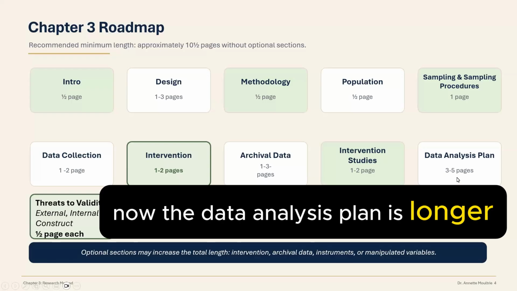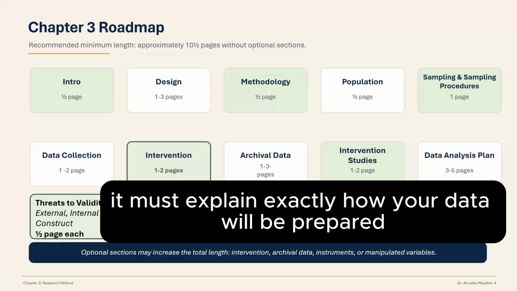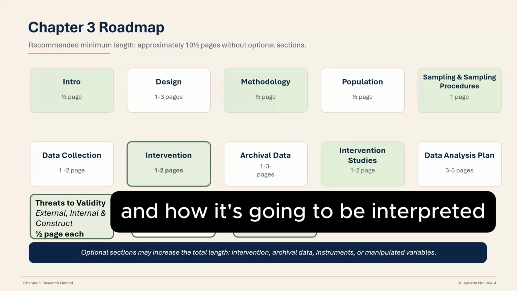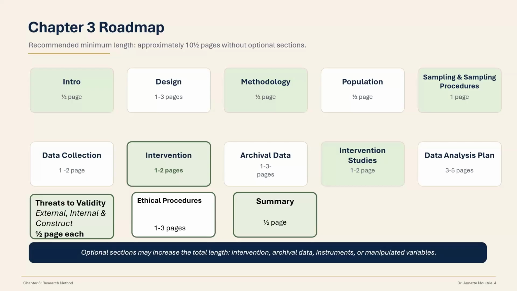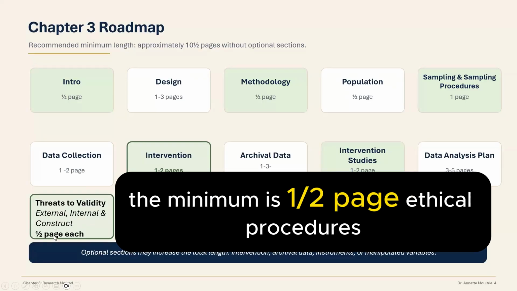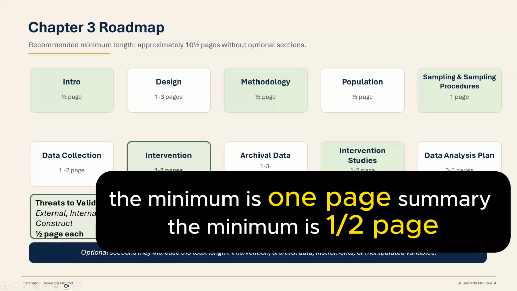Now, the data analysis plan is longer because it must explain exactly how your data will be prepared, how your data will be analyzed, and how it's going to be interpreted. Threats to validity. You're going to have the external, internal, and construct. The minimum is half page. Ethical procedures, the minimum is 1 page. Summary, the minimum is a half page.